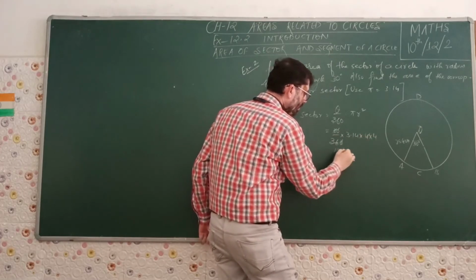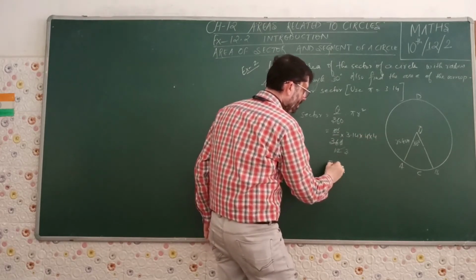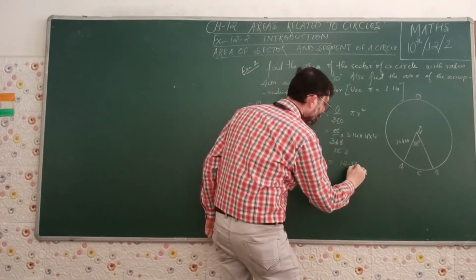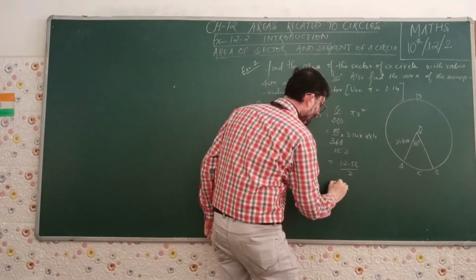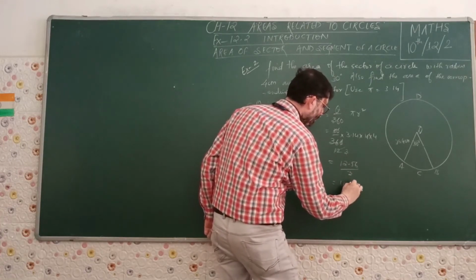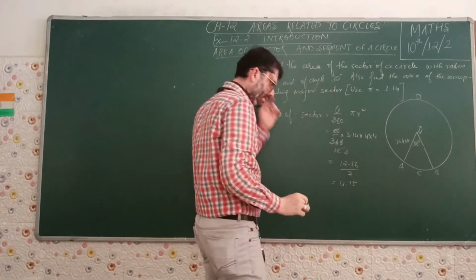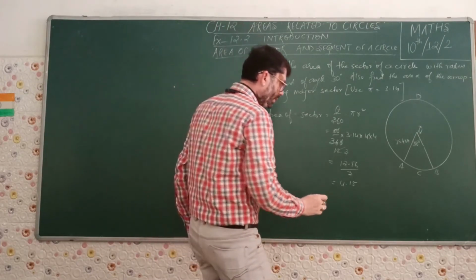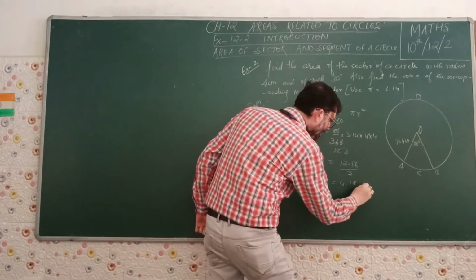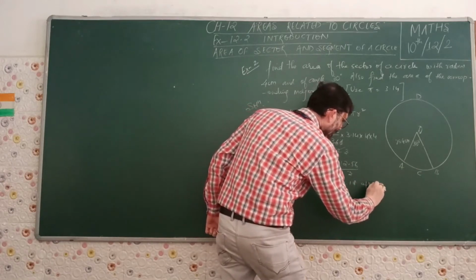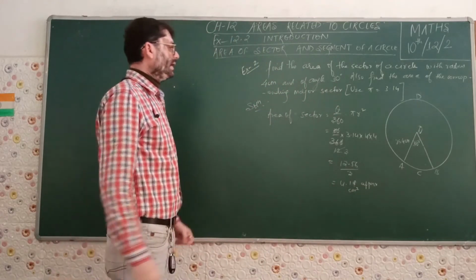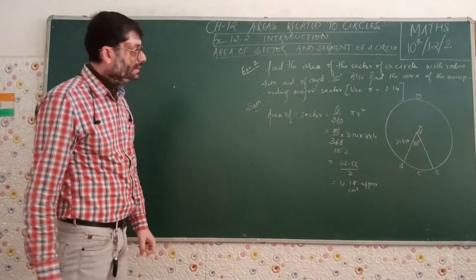Cancel it and separate. 12 and 4 3s. So this is 12.56 by 3, which is 4.18 approximately centimeters square. So this is the area of the minor sector.